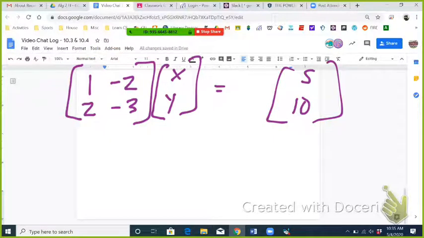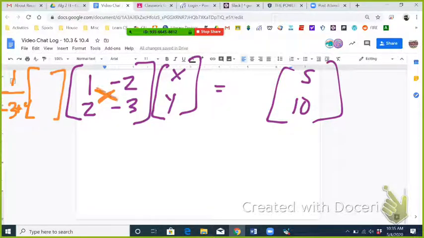Okay, so the inverse is 1 over the determinant. So the determinant of this matrix would be 1 times negative 3, so A times D is negative 3, minus B times C, so minus negative 4, which is really like a plus 4, which is really like 1 over 1. So this part, the 1 over the determinant, just equals 1, so it doesn't really do anything.